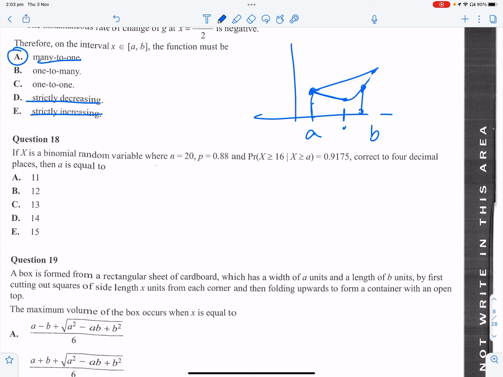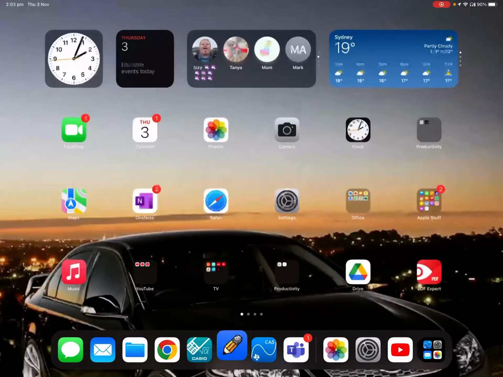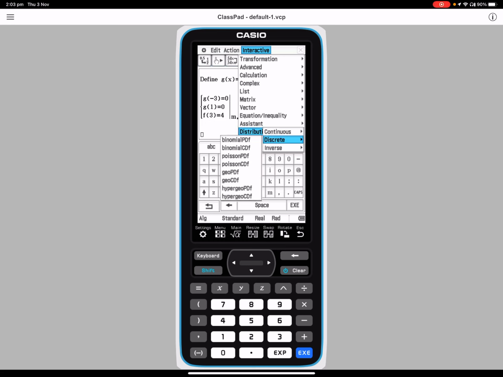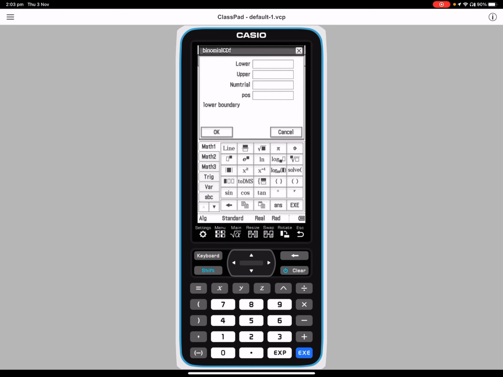X is a binomial random variable. Probability x is greater than something equal to that, then A is equal to. Okay, I guess you could just use trial and error. That's got to be less than that. Probability. So we could just do, I just can't be bothered trying to work it any other way.